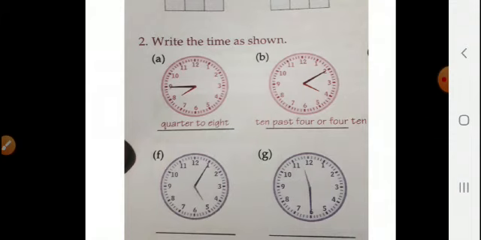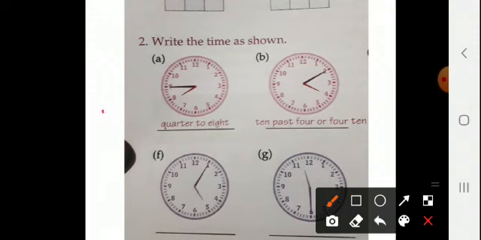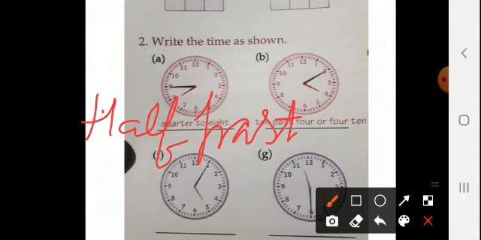Now see the G part. Here is 11 and 30. As 5 6s are 30, that means 30 minutes. And what does 30 indicate? Here 30 indicates half. Why? Because it is half of 60. In 1 hour, there are 60 minutes. And if you make half of 60, that is 30 minutes. Then we can say half past 11. How do you have to write it? Half past 11.